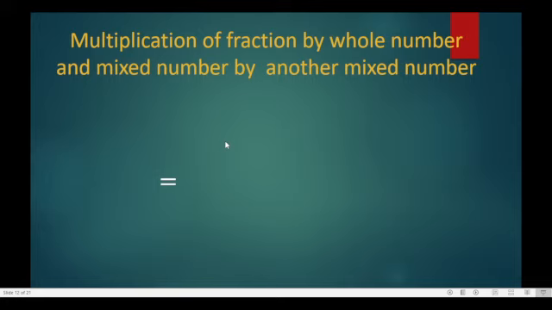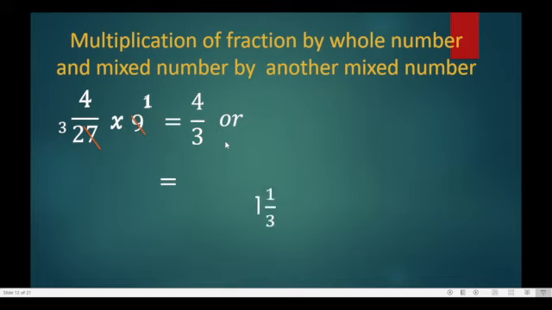Okay, so multiplication of a fraction by a whole number and a mixed number by another mixed number. So let's say we have 4 over 27 first times 9. So whole number, so cancel 9 and 27. So 9 will become 1 and 27 will become 3. So 4 times 1 is equal to 4 thirds. And how many 3 are there in 4? So that is equal to 1 and 1 third.